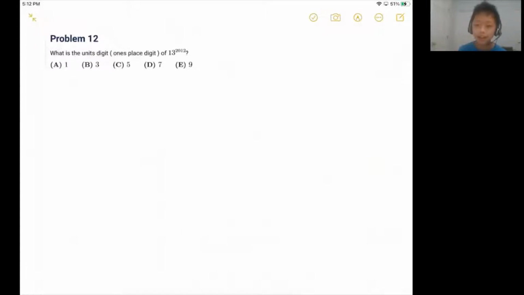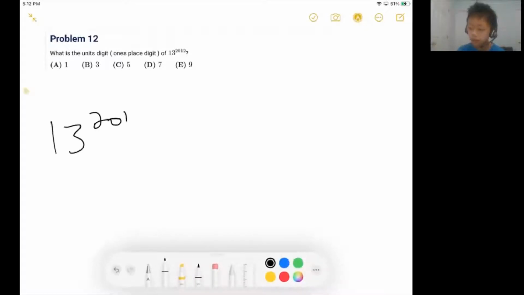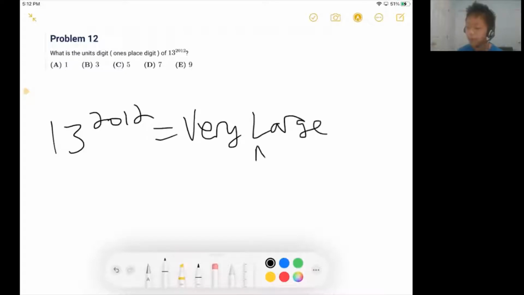Okay. So this question says, what is the units digit, or the ones place, of 13 to the power of 2012? For this question, notice that 13 to the power of 2012 is a very large number, right? This is a humongous number.